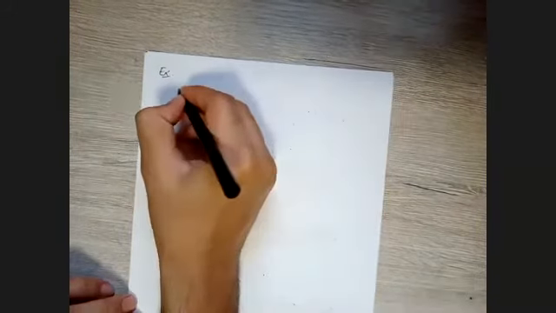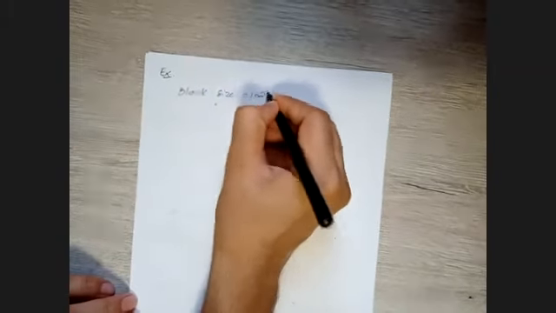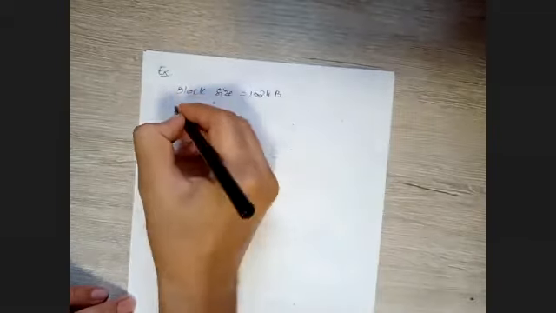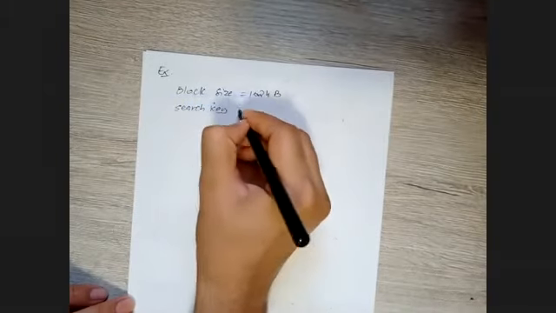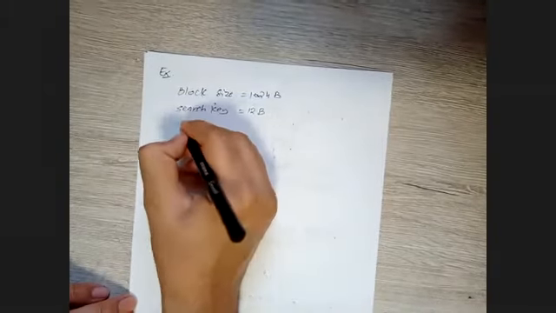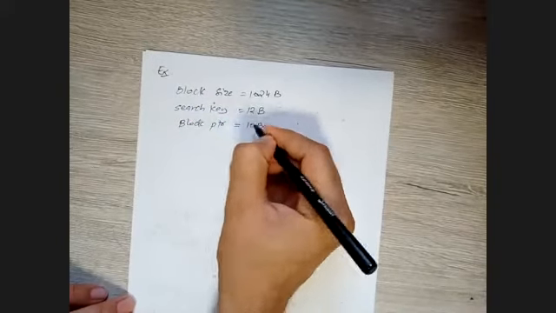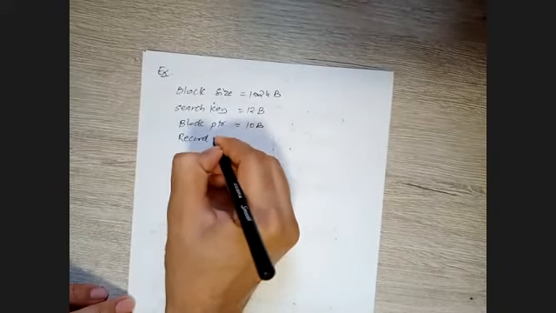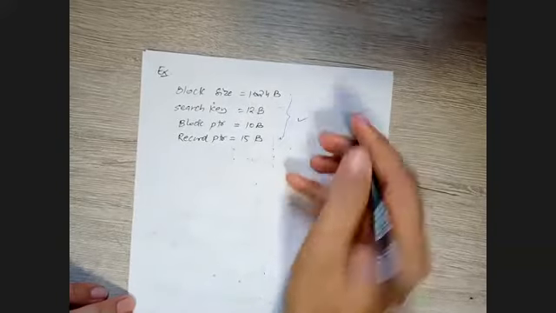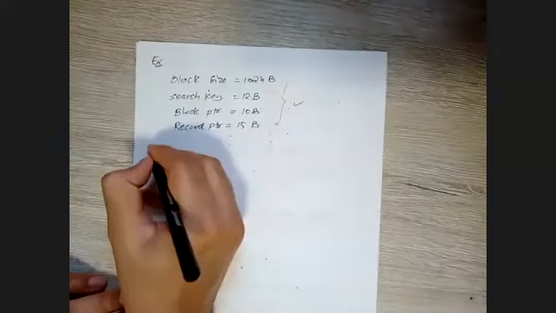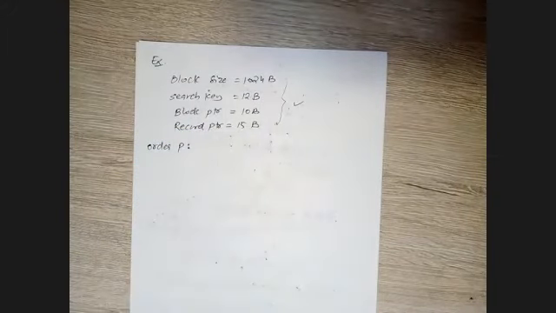For example, you are given the block size. The block size is, let's say, 1024 bytes, and the size of your search key is, let's say, 12 bytes. Also given is the size of your block pointer, let's say 10 bytes, and your record pointer size is 15 bytes. These are the set of values given to you. Here it is very important to define the order that is given to you and what they are asking from you.